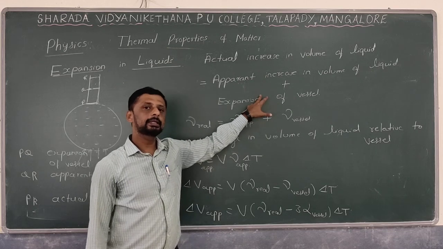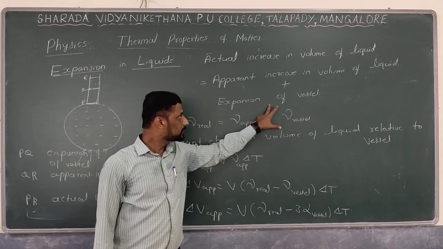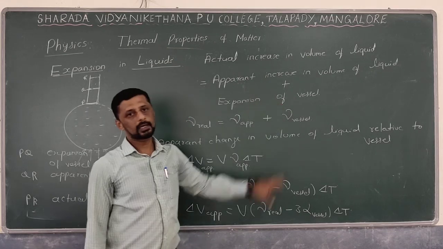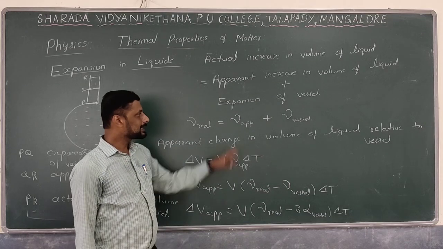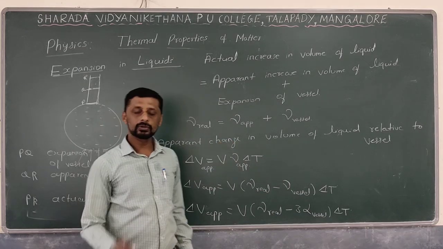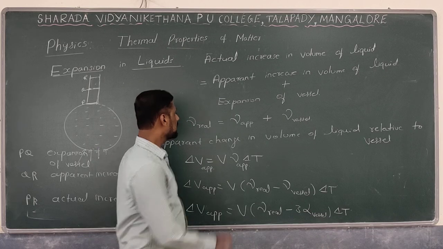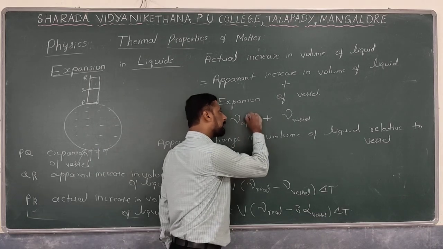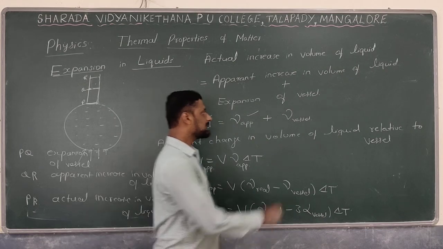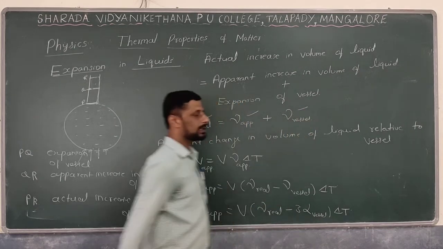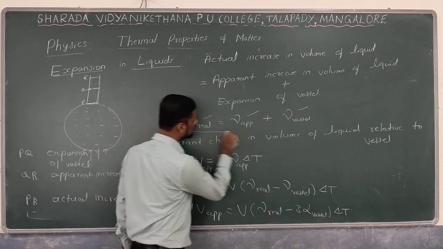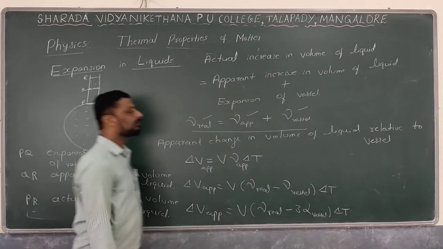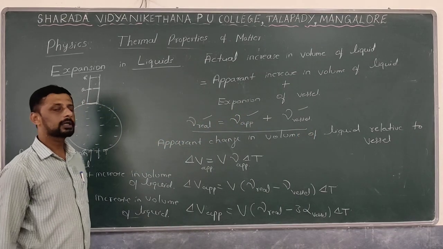So while studying the expansion of liquids, you should take the expansion of the vessel also. Hence, in case of expansion of liquids, we have three types of coefficients: the coefficient of real expansion of the liquid, the coefficient of apparent expansion of the liquid, as well as the coefficient of expansion of the vessel. Therefore, coefficient of real expansion is equal to coefficient of apparent expansion plus coefficient of expansion of the vessel.